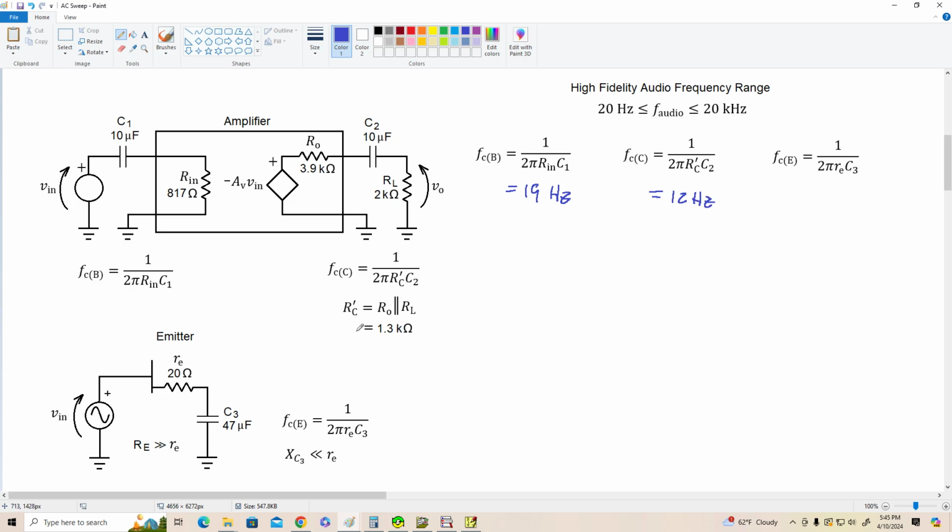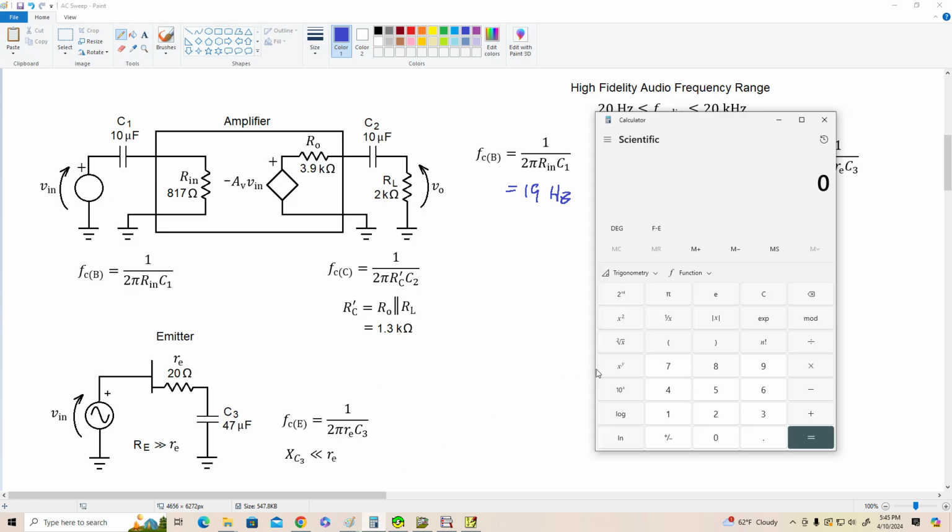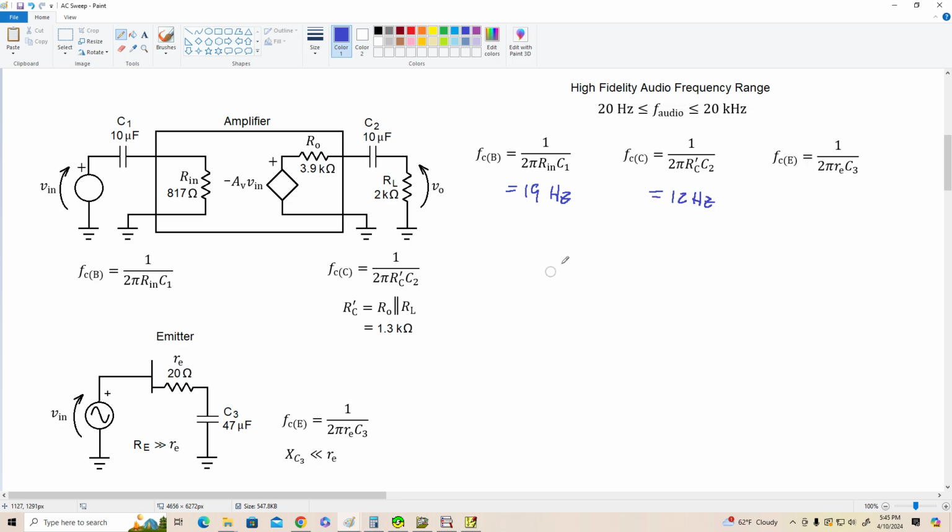Now let's do the emitter, where we've got 2 times pi times re, which is 20 ohms, times 47 microfarads, and that gives us a corner frequency of about 170 Hertz. That's not quite so good. This is going to be the limiting factor.